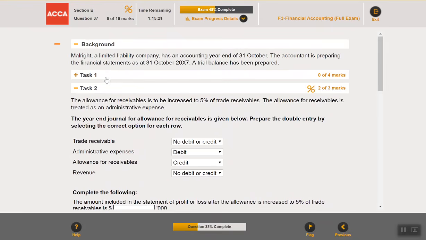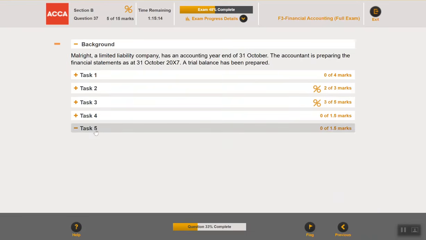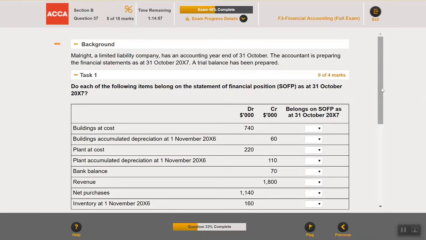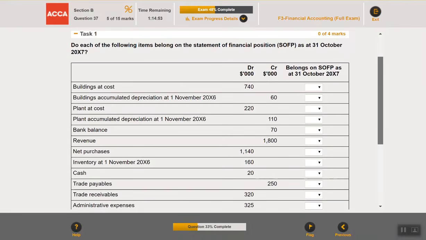So now let's read from the top. Alright, so always minimize these tasks. It will remove the burden from your head. Malright, a limited liability company, has an accounting year end of 31st October. The accountant is preparing the financial statements as at 31st October 2017. A trial balance has been prepared. So do each of the following items belong on statement of financial position as at 31st October?